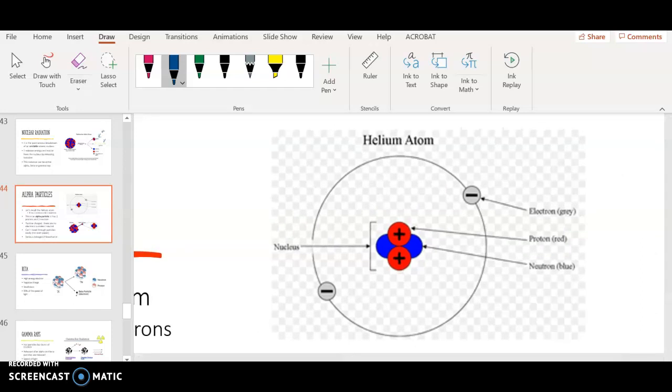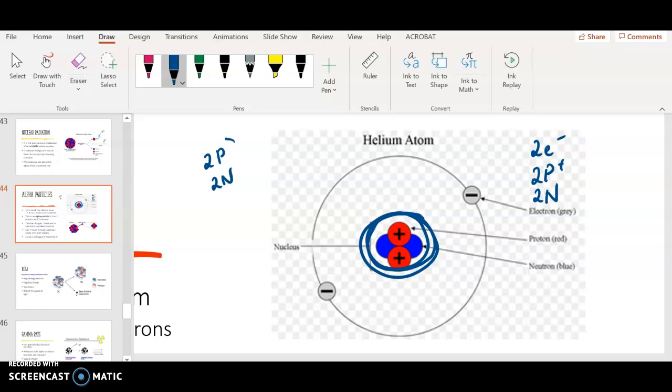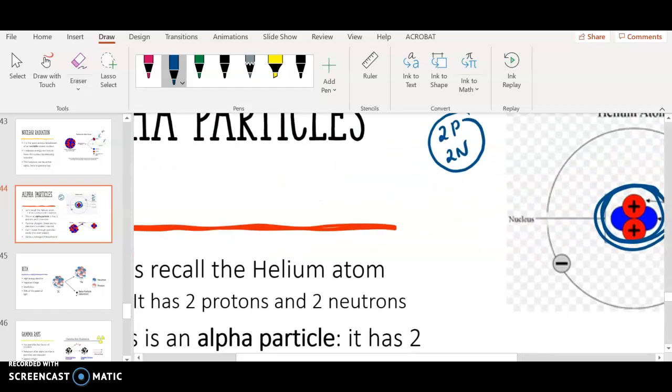This is a helium atom. The helium atom has 2 electrons, 2 protons, and 2 neutrons. The alpha particle is very similar to the helium atom. This is what the alpha particle looks like, just the nucleus. The alpha particle will have 2 protons and 2 neutrons. That's what an alpha particle is.